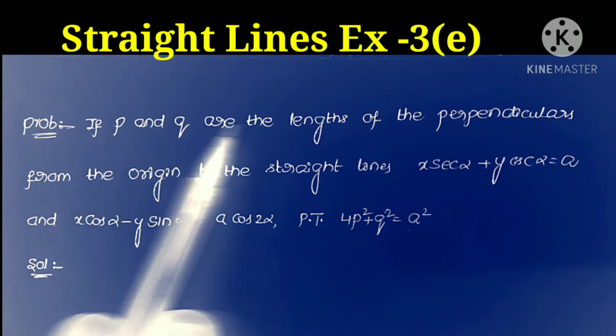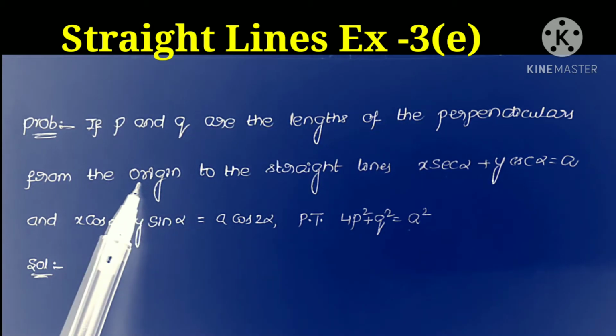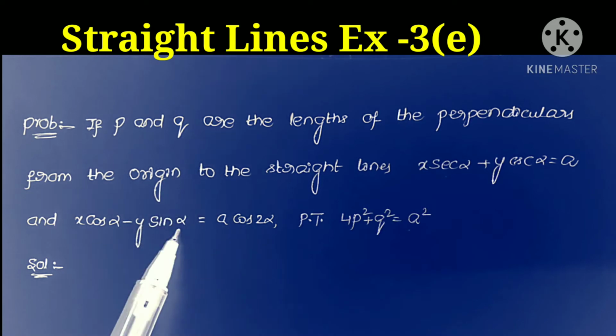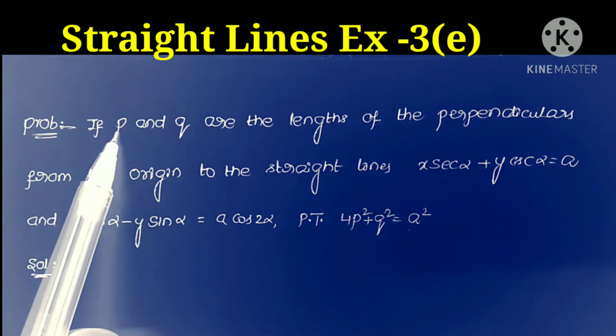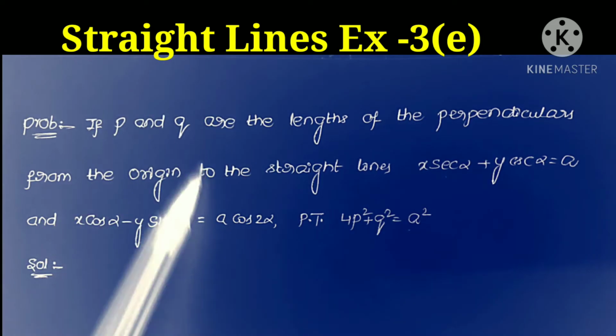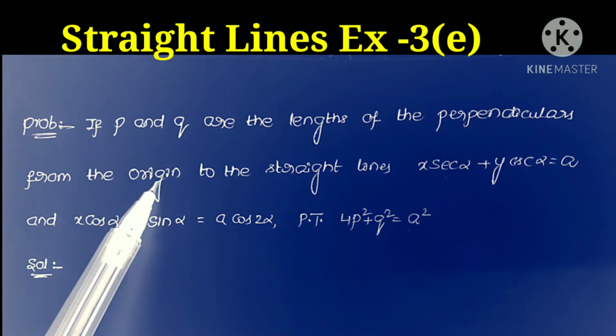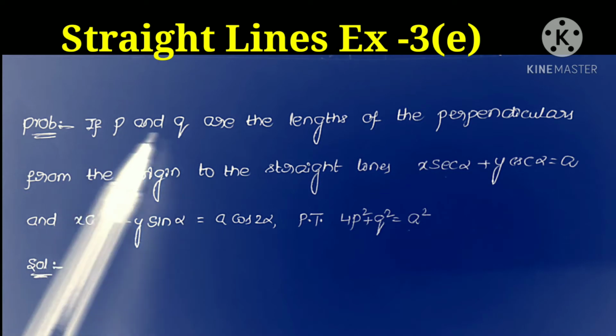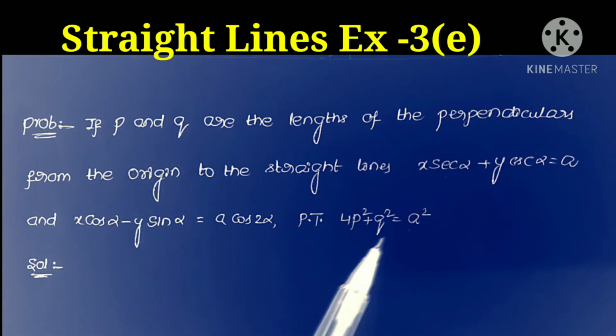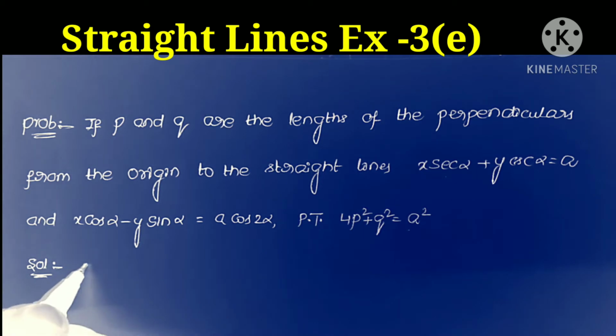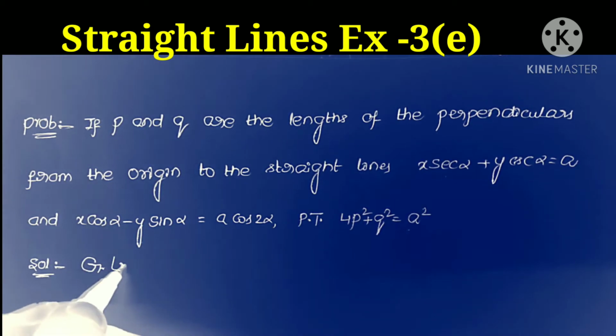So p and q are the lengths of the perpendiculars from the origin to the two straight lines. That is, p is the perpendicular distance from the origin to the first line and q is the perpendicular distance from the origin to the second line. Now this is the given data. We want to show that 4p square plus q square is equal to a square. So first I write the given lines here.